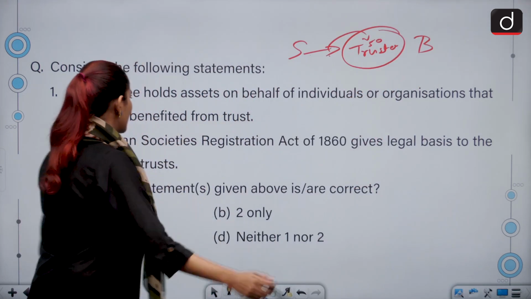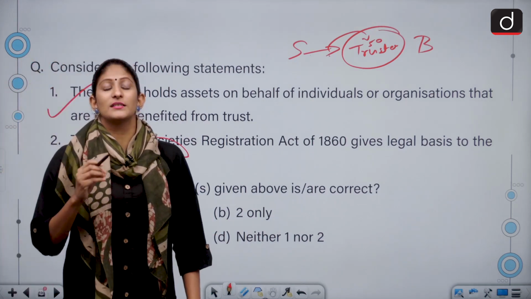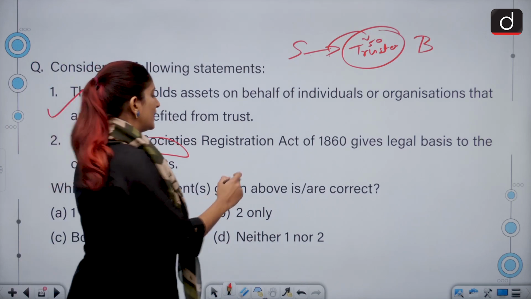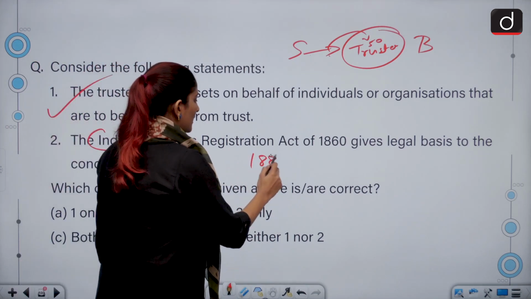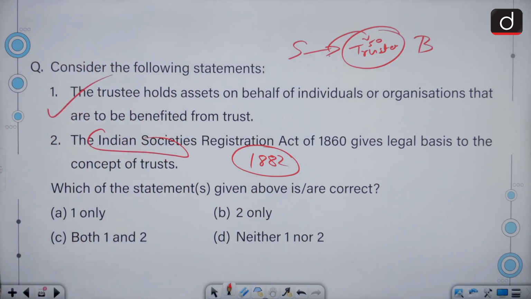First statement is correct. Second is not, because not the Indian Societies Registration Act, but the Indian Trust Act of 1882 gives legal basis to the trust. Okay, so only the first is correct.